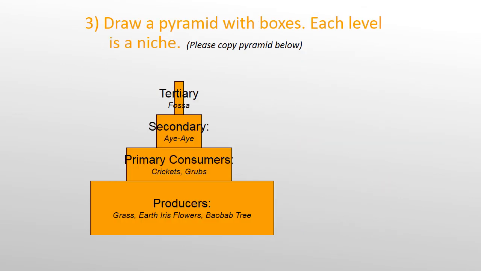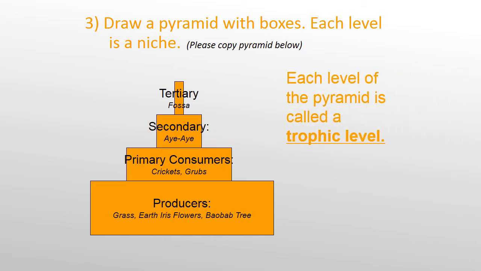Okay. Then you're going to draw an energy pyramid with boxes. Each level is a niche. Please copy the pyramid below. So you're going to copy this one. Each level of the pyramid is called a trophic level. So this is what a trophic level is. It's basically the type of energy that everything's getting.